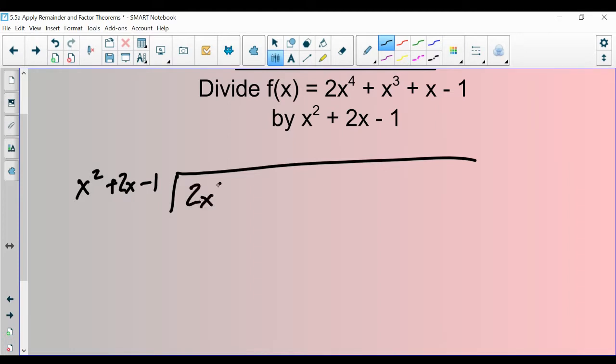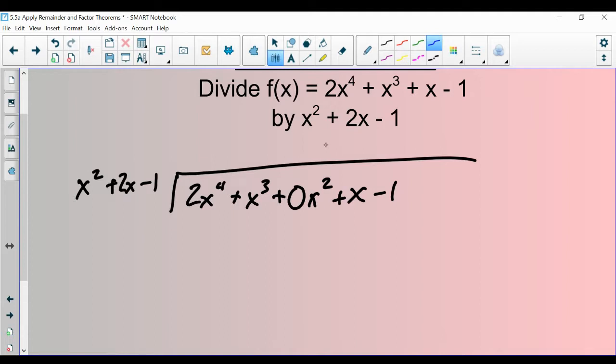So we'd have 2x to the fourth plus x to the third. However, you're going to notice that the x squared is missing here. There is no x squared listed. You can't just write it like this or you'll have the wrong answer. You need to put plus 0x squared in as a placeholder. If you don't do that, you're going to have the wrong answer. So that will need to happen if you're underneath the division symbol and you skip a term like we did with the x squared term here. So you have plus x minus 1, and this is the setup.